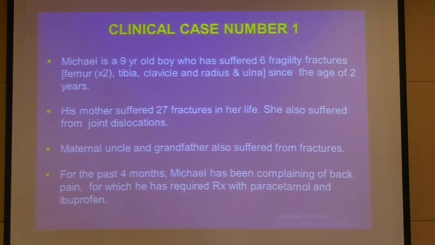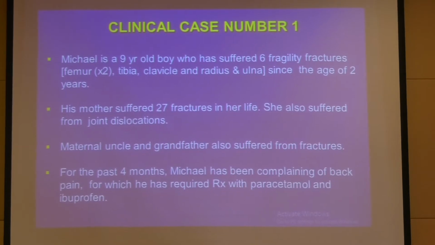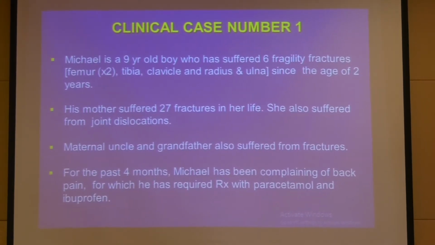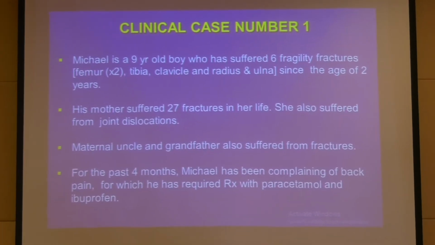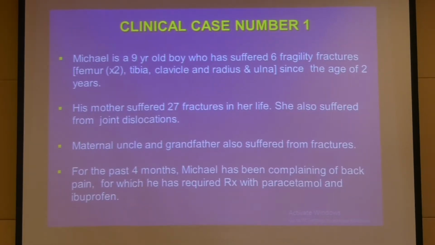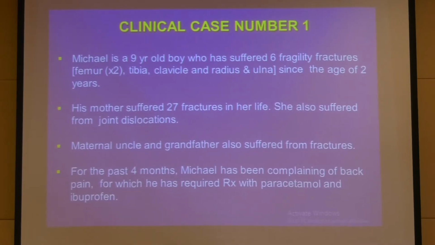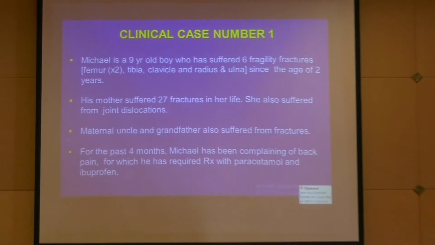So Michael is a 9-year-old boy who has suffered 6 fragility fractures since the age of 2 years. Mother has suffered 27 fractures in her life. She's also suffered from joint dislocations. And there's a strong family history of fractures in his family, with maternal uncle and grandfather also being affected. In the past 4 years, Michael has been complaining of backache, for which he's been taking paracetamol and ibuprofen.